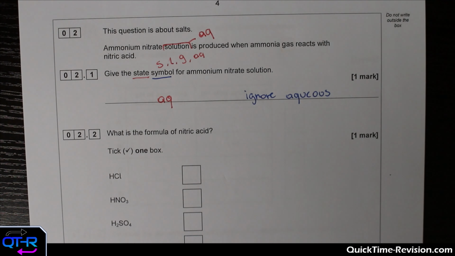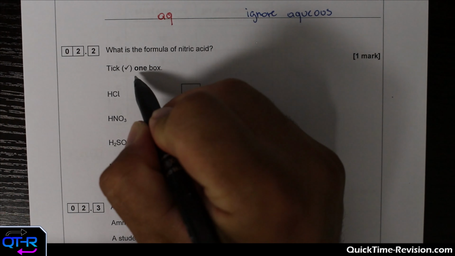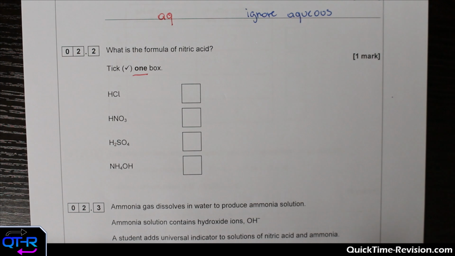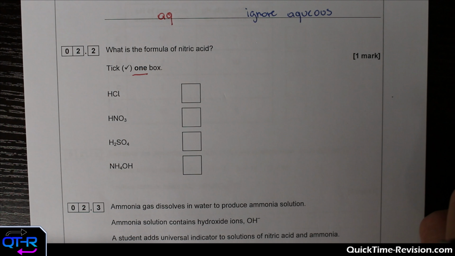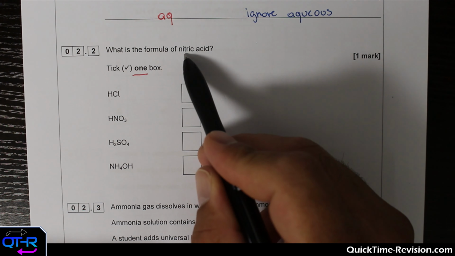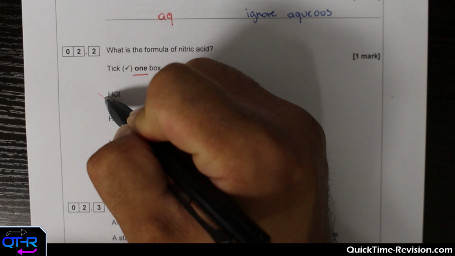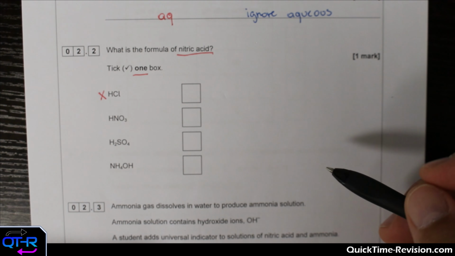Okay, now question number 2.2. What is the formula for nitric acid? Again, let's use the process of elimination. This is a multiple choice, and it says very clearly, tick one box, okay? Don't start going crazy ticking so many boxes. You only need one. So let's go by the process of elimination. Hydrogen chloride. Definitely that's not the answer. There is no chlorine in nitric acid.